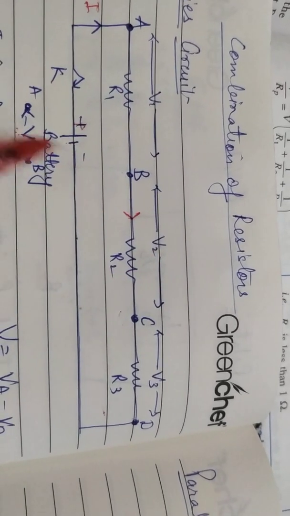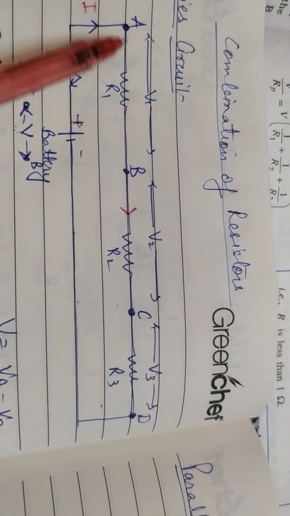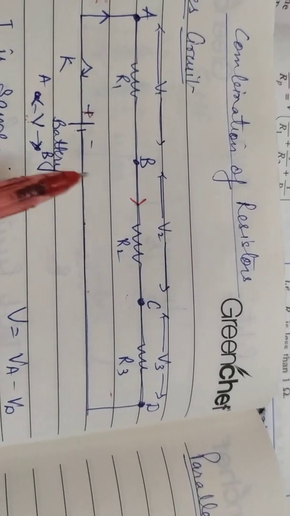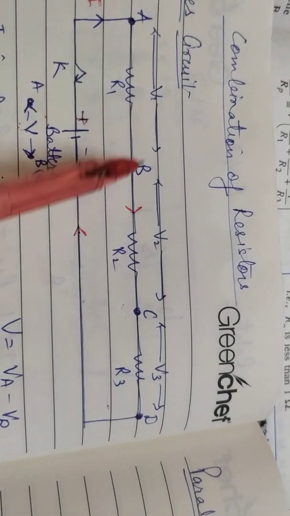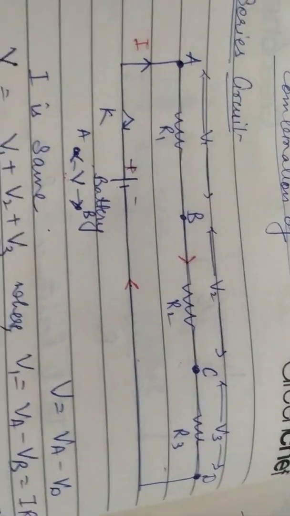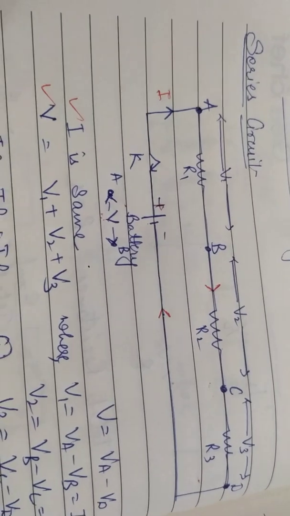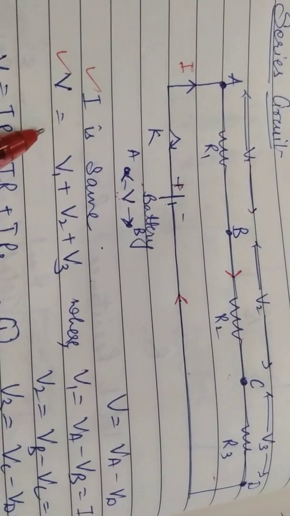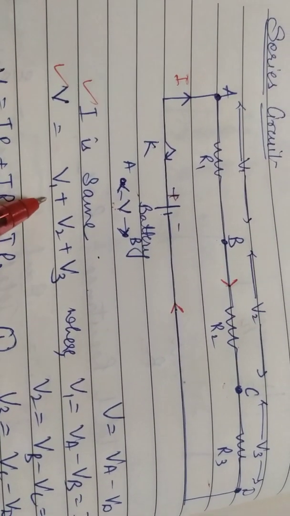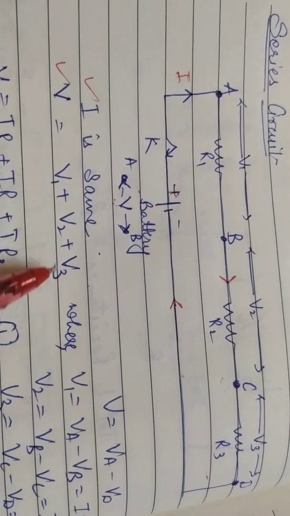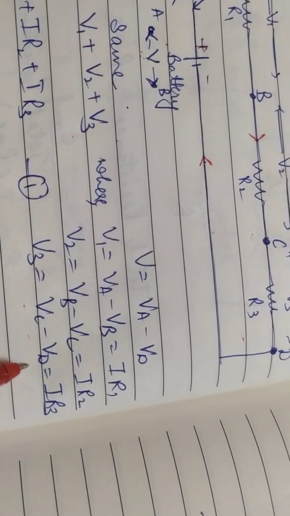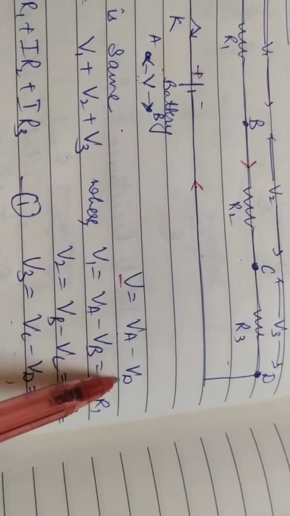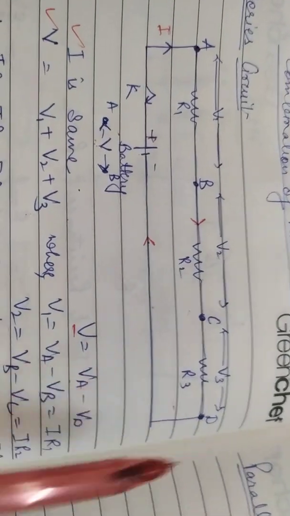So, in a series circuit, I remains the same because it has the same path to flow, but the potential difference, the total terminal voltage, gets divided into the three. So I can write here, these are the two equations. I remains the same and V becomes equal to V1 plus V2 plus V3, that is the sum of the three voltages, where these voltages are VA minus VB, VB minus VC, VC minus VD, and the net voltage is VA minus VD, higher to the lower.